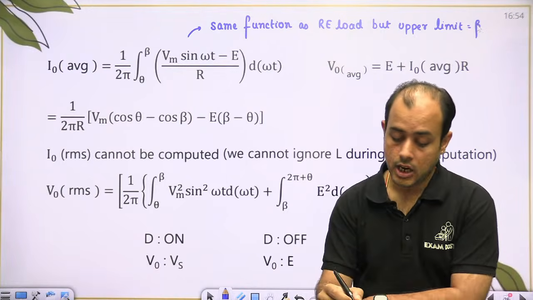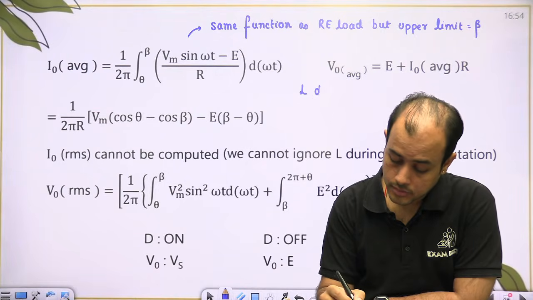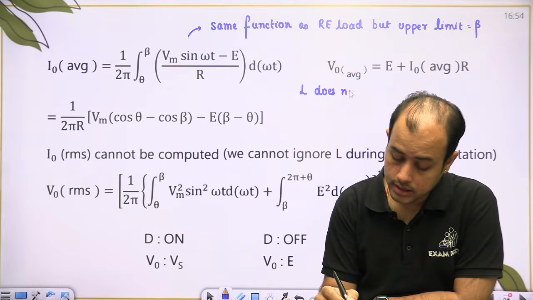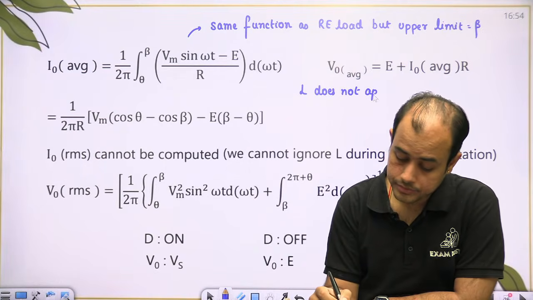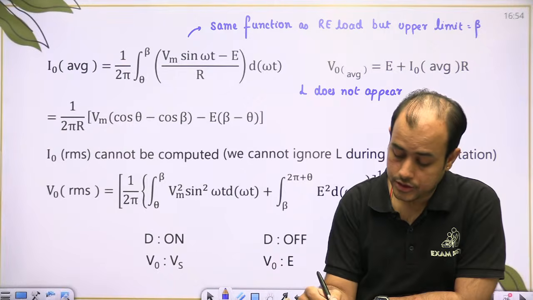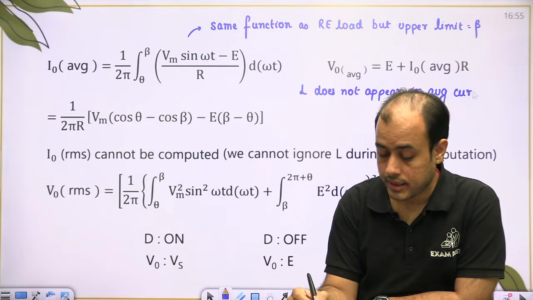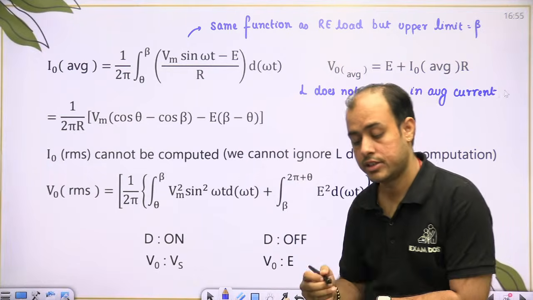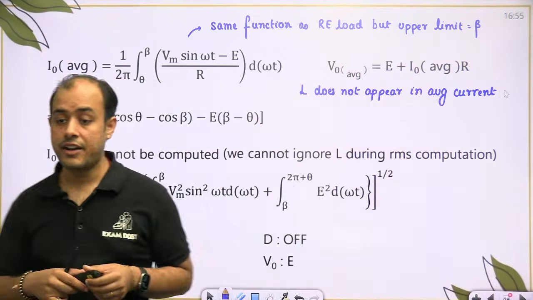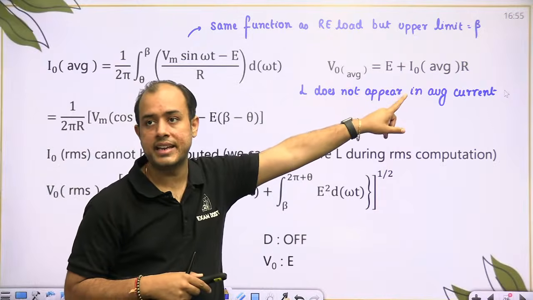Okay, now inductor does not appear in average, है ना, because inductor is shorted for average. That is why beta, V average is E plus IR. Inductor is not there.